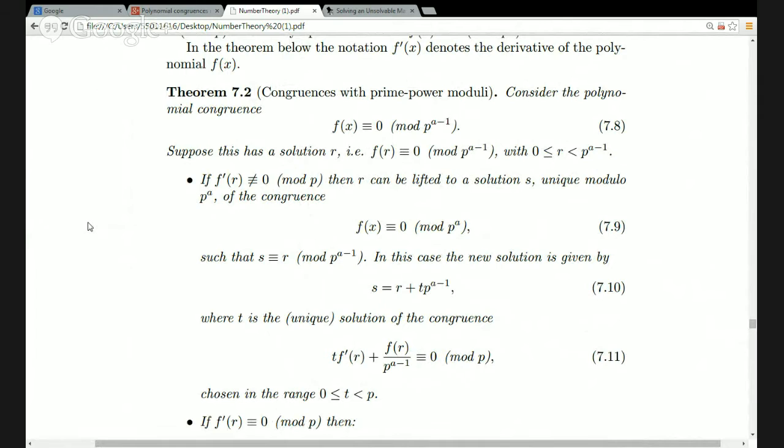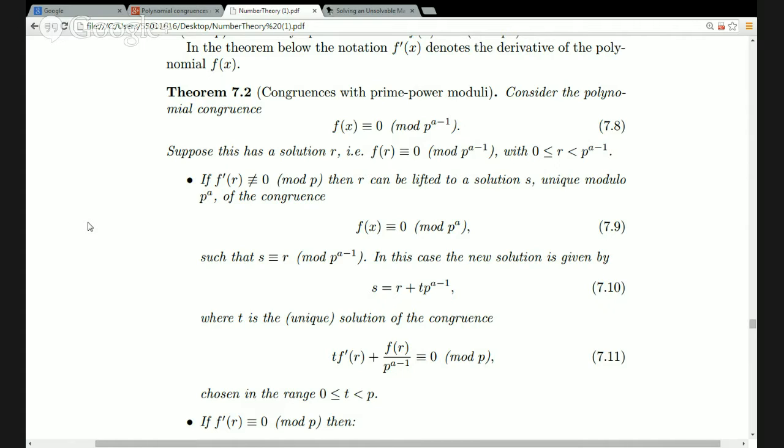So the theorem says, consider this polynomial congruence. So this is modulo p to the a minus 1. And the conclusions it reaches are about solutions to the same congruence, or the same polynomial, but modulo p to the a. So it's lifting from p to the a minus 1 up to p to the a. So just from some intermediate stage here, maybe the start, maybe the second last one, but from some stage here up to the next stage.